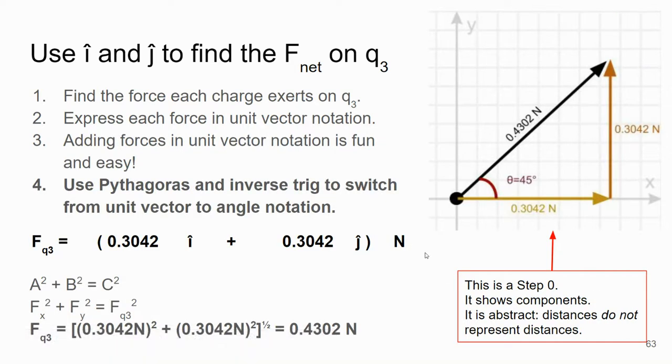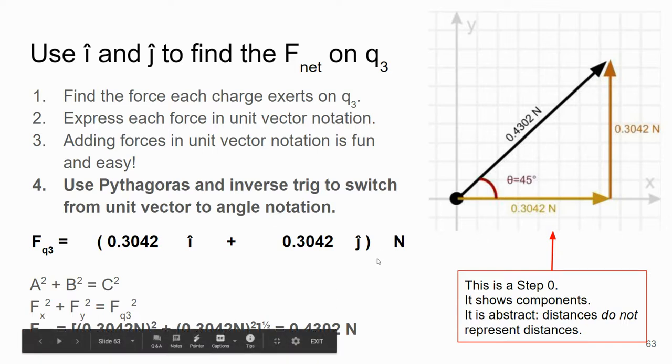So now we need to use a step 0 to get the magnitude. So we knew the components. The components are this, 0.3042 i hat, so that many newtons to the right, plus 0.3042 j hat, that many newtons up. So you've got to do Pythagoras to figure out this magnitude right here. We now have a right triangle. So we have the magnitude.